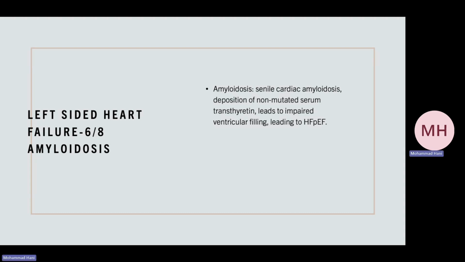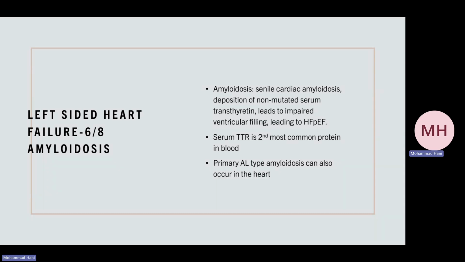In familial cardiac amyloidosis, it is deposition of mutated serum transthyretin, and that is a genetic condition. And serum transthyretin is the second most common protein in blood. Apart from that, you can also have primary amyloid light chain type of amyloidosis in the heart, and a similar mechanism as senile cardiac amyloidosis. Impaired ventricular filling, and impaired ventricular filling leads to heart failure with preserved ejection fraction.